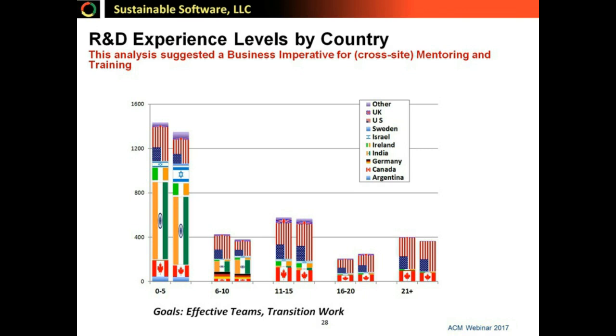So what does that say? Well, we did some qualitative analysis around this, and we identified a business need to improve cross-site mentoring and to improve training programs, especially training programs at sites that had less experienced developers.